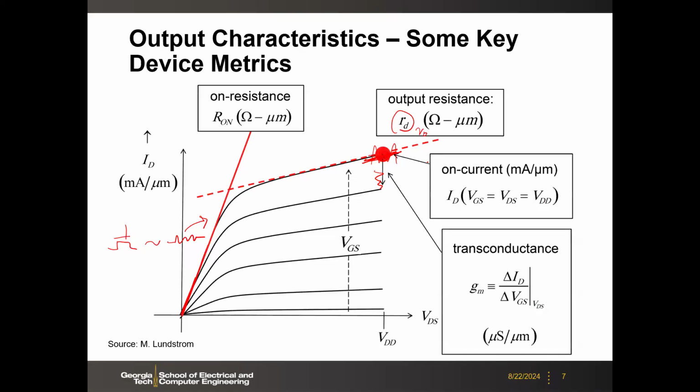And then here is the on current, which is when VGS equals VDS equals VDD, the power supply voltage. That's the maximum current you can get from this transistor. That is the on current, and it is normalized to the width of the transistor. Typically, let's say 1 micrometer wide, how much current, in milliamps, you may get from the transistor.